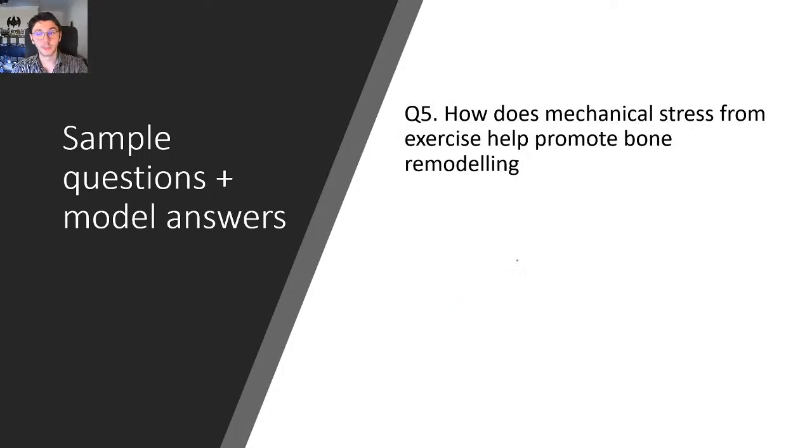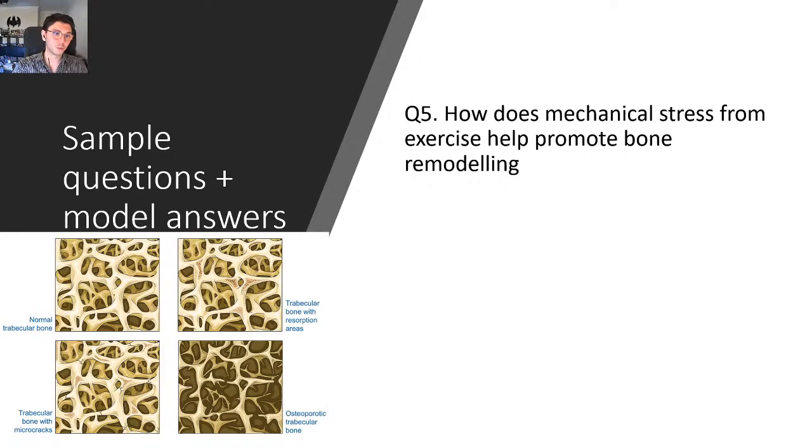Final question: how does mechanical stress from exercise help promote bone remodeling? So when patients have weak bones, you want them to do more exercise, because when they have more exercise, they strengthen the bones. Well, how does this happen? If we look here at normal trabecular bone, you can see it has these nice trabeculae and has spaces for all the bone marrow.